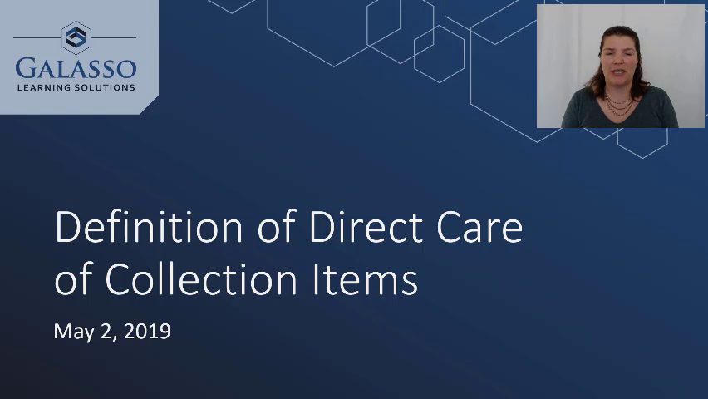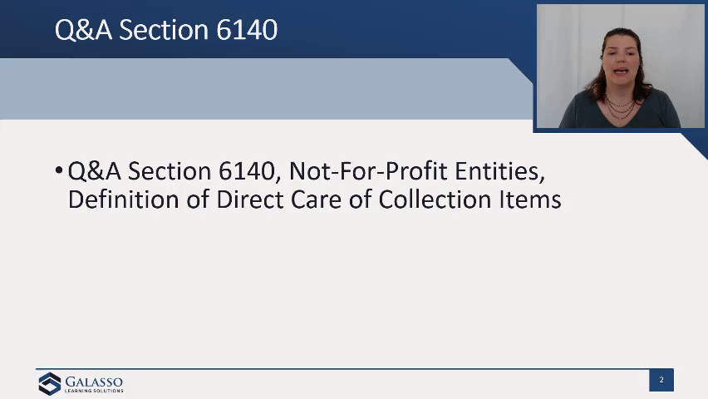So on the blog earlier last year, we talked about the proposal related to the definition of collection, and in early 2019, in March, the FASB issued their 2019-03 related to the definition of a collection. Well, in there, they added the words direct care, and there were a lot of questions that popped up as a result of that, and the AICPA is tackling that head on. So, Q&A section 6140, not-for-profit entities, is going to address the definition of direct care of collection items.